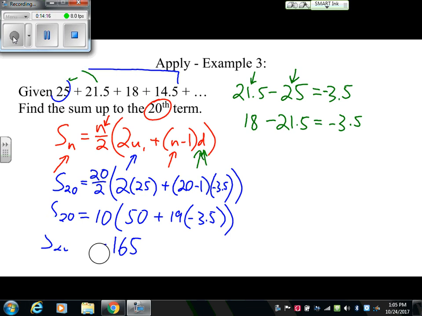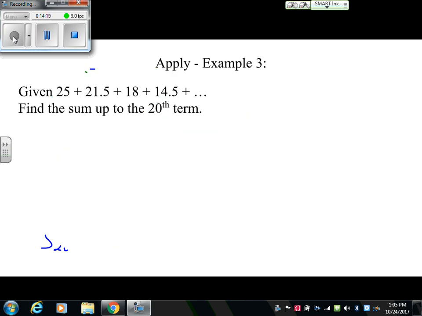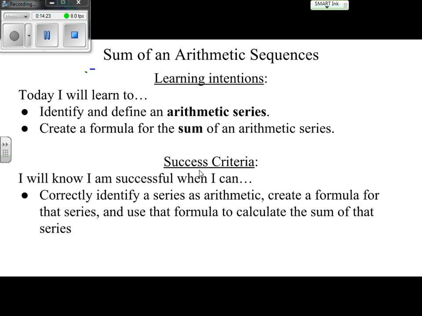So that was our lesson on arithmetic series, which again is the sum of an arithmetic sequence. We looked at 2 different formulas to allow us to do that. And until next time, that concludes our lesson.